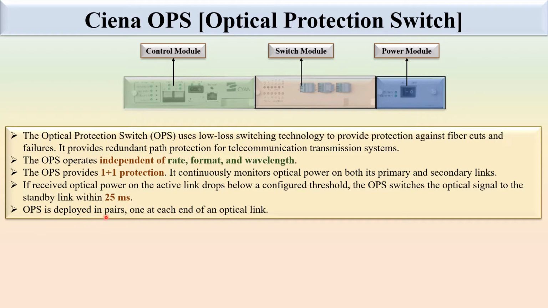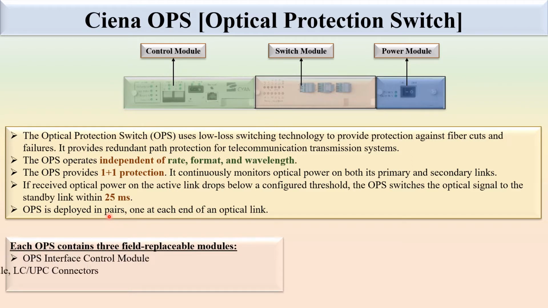OPS is deployed in pairs. You can see in the next slides that OPS is always deployed in pairs. So one OPS at one end, the A end, and one OPS at the other end. So it is always deployed in a pair to protect the links.